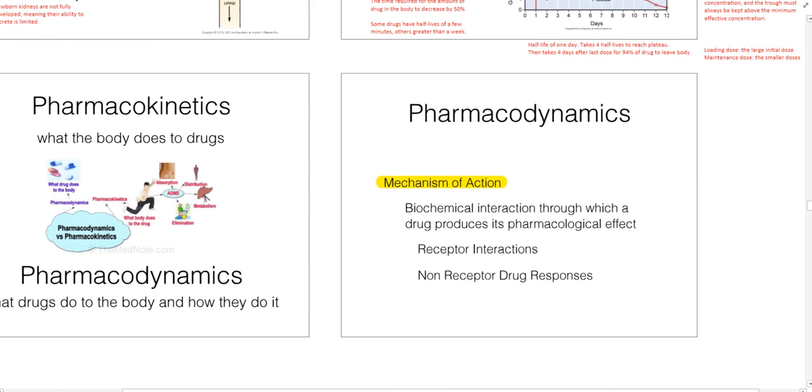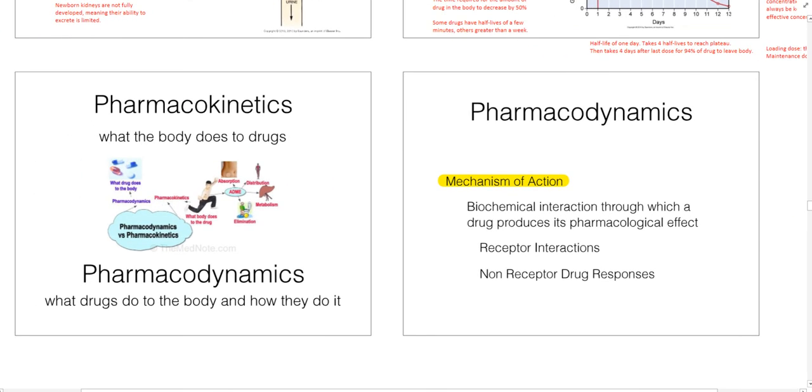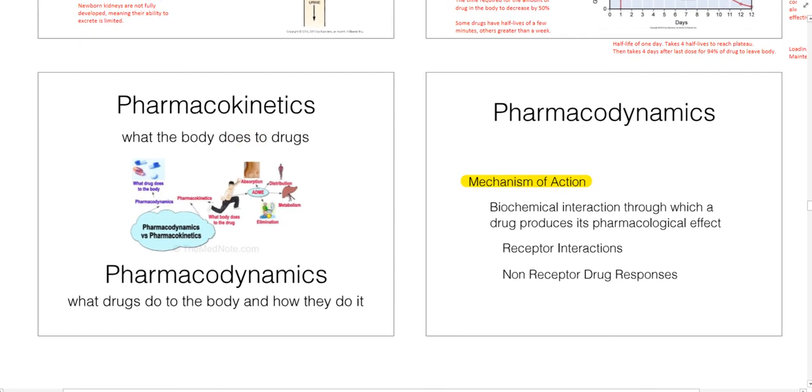Okay, so now moving on to pharmacodynamics. Mechanism of action is a very important thing about meds. It's basically, what does the med do? The mechanism of action can be a receptor interaction. They can cause the effect that we want that drug to cause through interacting with receptors. And then there are some drugs that have non-receptor drug reactions or responses.